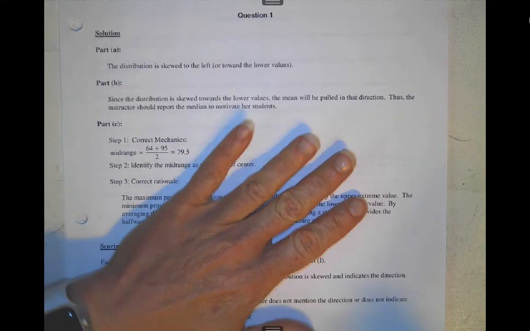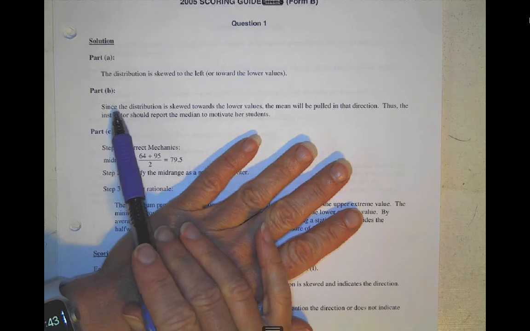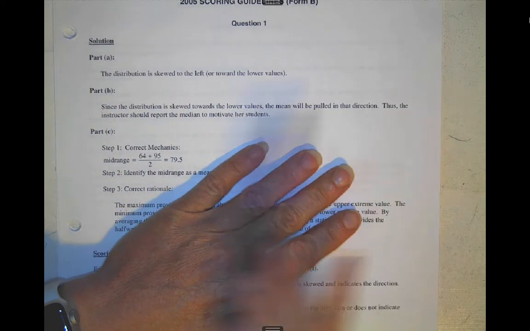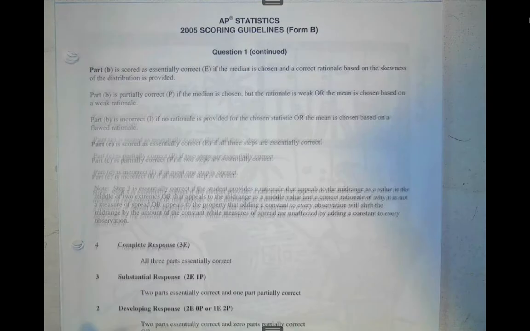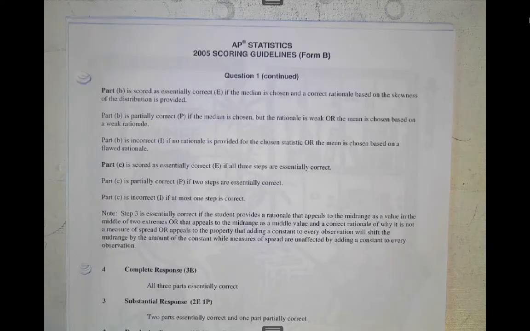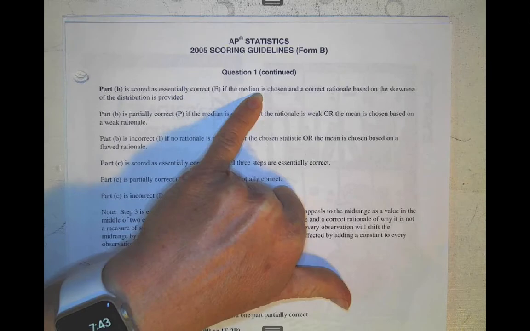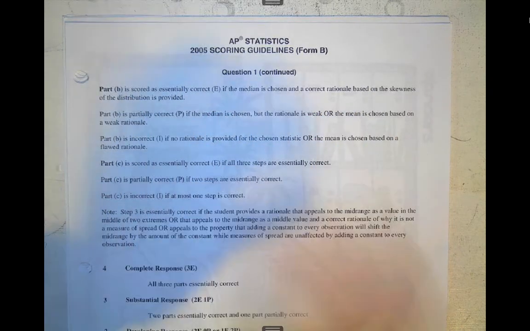So in this one right here, when I just talked it through, I actually gave a little bit more detail than the rubric does. Since the distribution is skewed towards the lower values, the mean will be pulled in that direction. Thus, the instructor should report the median to motivate her students. So for this particular one, to earn full credit, the essentially correct here, they want you to make sure you chose the median and you had a good rationale based on the skewness of the distribution.